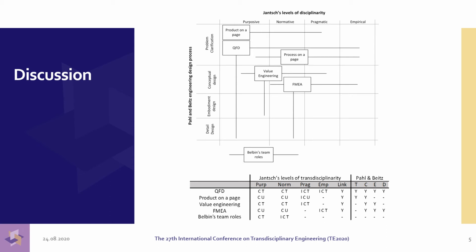So the tools included in the design chain are as follows. Products on a page allows us to clarify the purpose of the product and how it will achieve it. Belbin's team roles is included in order to clarify who is necessary to undertake the project and what their roles will be. Process on a page allows us to clarify the design process that will be followed.